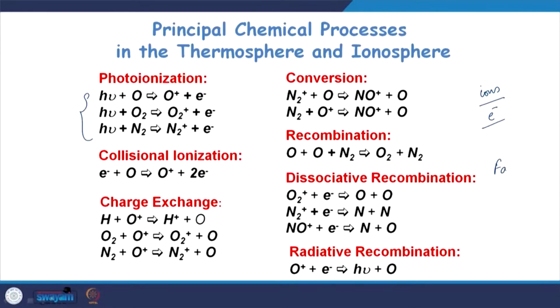So a few of these processes are very fast and a few processes are kind of slow. So it matters which process is taking place at which particular altitude and how long this process is going to take. If it takes beyond the scope of the night, it will make sure that throughout the night there are enough electrons present in the ionosphere, right?